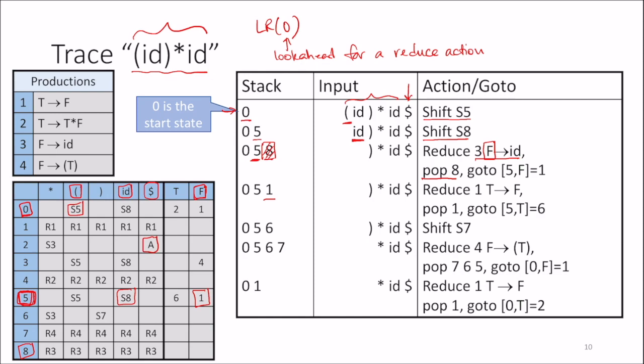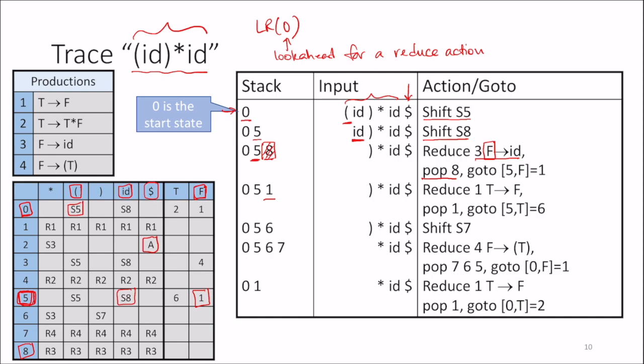As we know, a reduce action involves popping stuff from the stack equivalent to the length of the right hand side of the rule, and then pushing something for the left hand side of this rule. In our case, we are not pushing the non-terminals directly, we are pushing these states. We'll see why we're pushing the states when we actually construct the table. But for now, just use this table as a director, directing you whether to shift or to reduce.